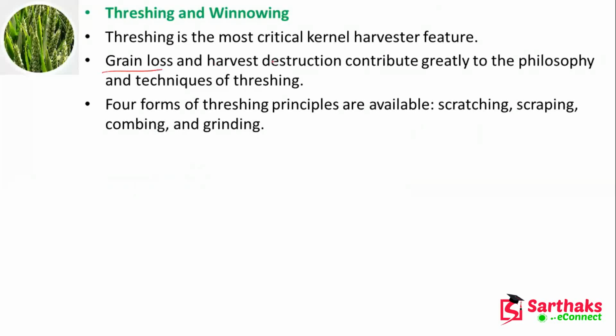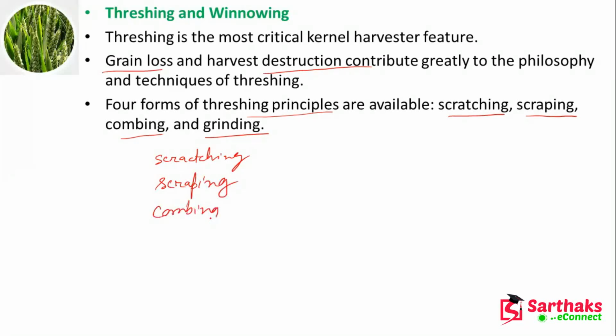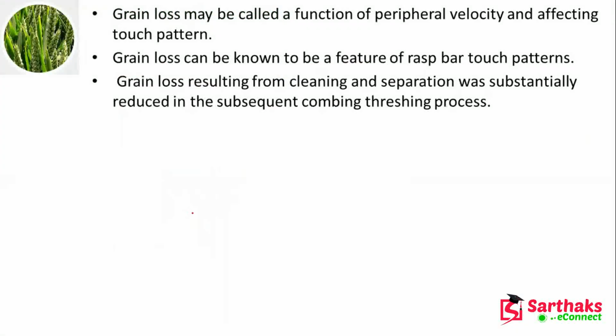Now grain loss and harvest destruction can also happen there. Four forms of threshing principles are available: scratching, scraping, combing and grinding. So what are the four forms of threshing principles? First one is scratching, second is scraping, third is combing, fourth is grinding. Grain loss may be called a function of peripheral velocity and affects the touch pattern. Grain loss resulting from cleaning and separation was substantially reduced in the subsequent combing threshing process.